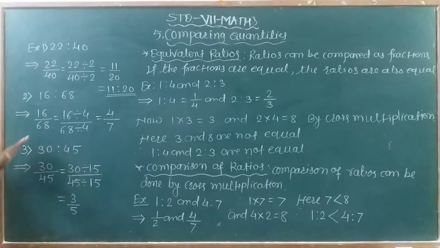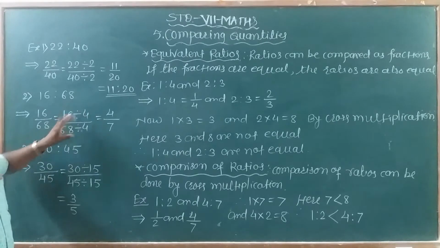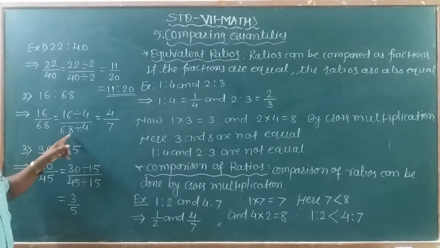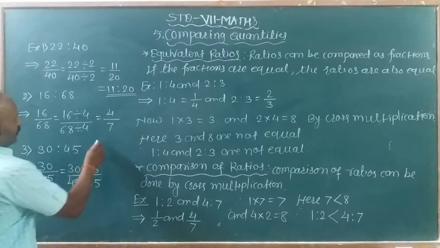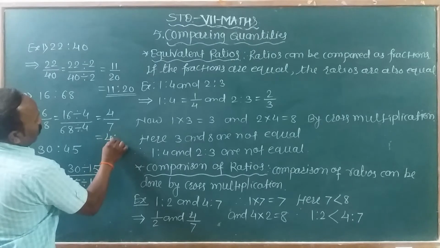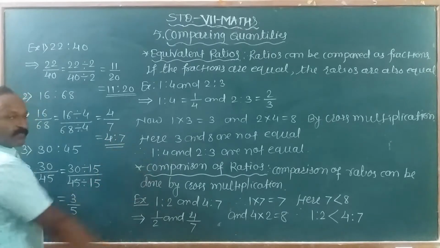So similarly all the problems are like this. Only 16 is to 68. So write first of all in fraction form 16 upon 68. सबसे पहले रेशियो को फ्रैक्शन फॉर्म में लिखना है आपको. उसके बाद में choose proper number by which we can divide numerator and denominator. So here we can divide 16 and 68 by 4. So then you will get 4 upon 17. Again this can be written as 4 is to 17 like this.